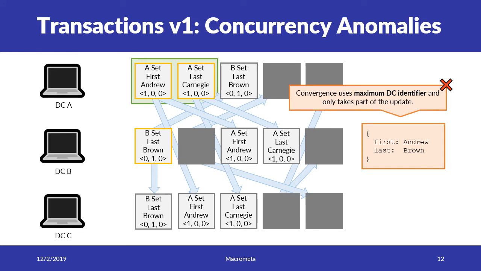So when the change is to the same field, we end up picking the maximum data center identifier for each field, which is convergence by field, which ends up with Andrew Brown. Whereas if it had been a change to a different field like the death date, we would have ended up with all the changes. This is because the isolation level is so weak and we merge concurrent transactions together.